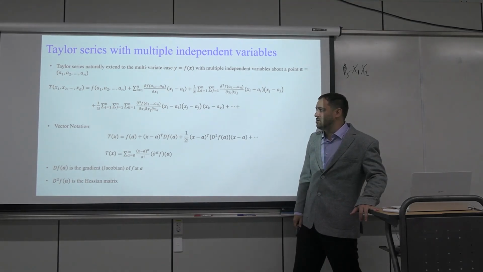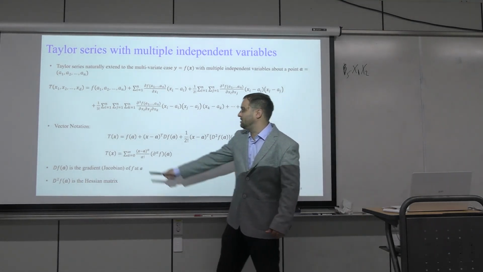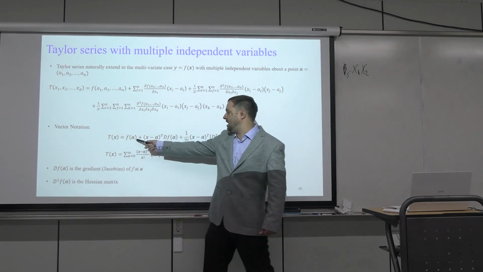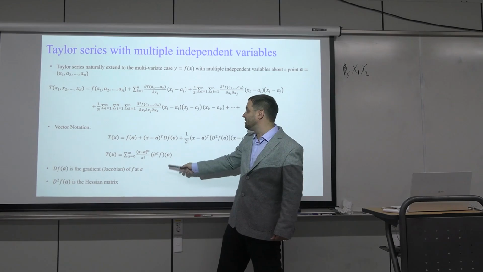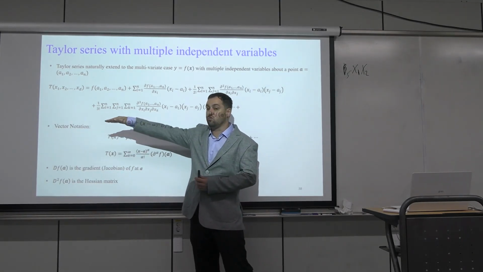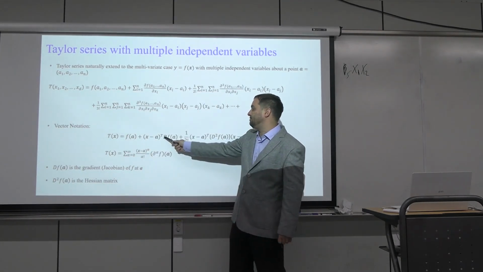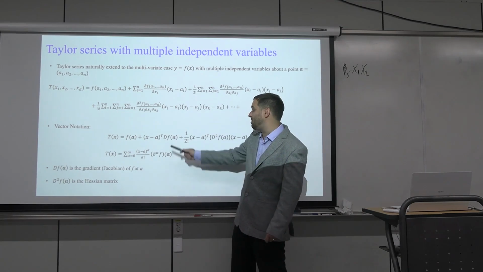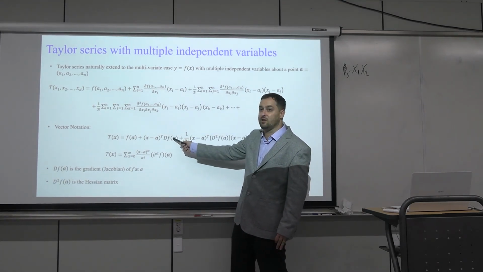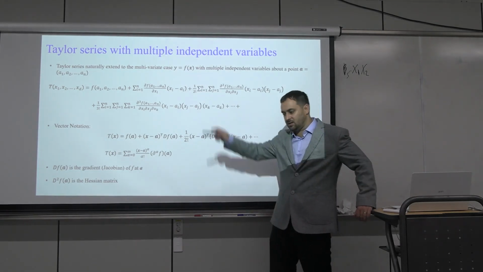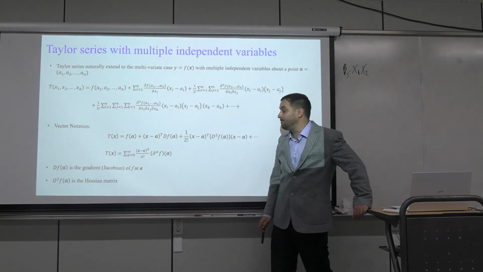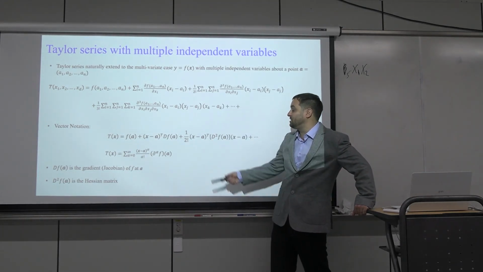And so often we can write this in vector notation, where our Taylor expansion T is f of a plus x minus a transpose. So this is now a row vector, times the gradient operator operated on our function evaluated at a. The gradient is the column vector of the partial derivatives.